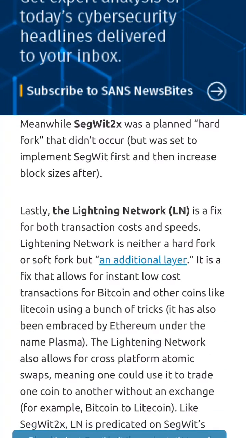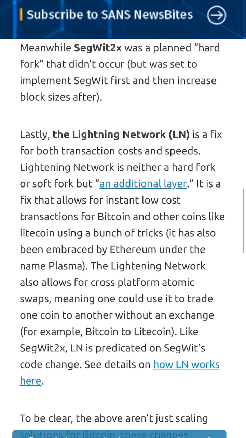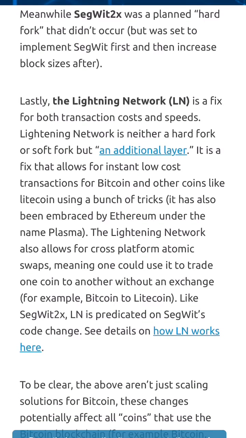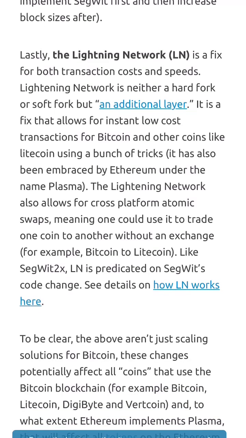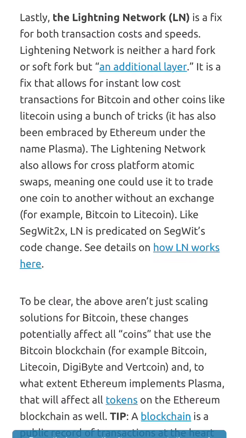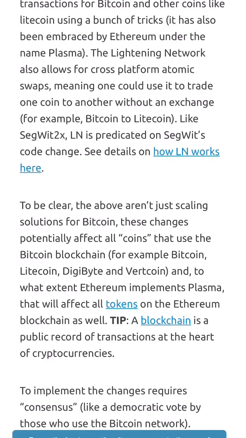Meanwhile, SegWit2x was a planned hard fork that didn't occur, but was set to implement SegWit first and then increase block sizes after. Lastly, the Lightning Network is a fix for both transaction cost and speed. Lightning Network is neither a hard fork nor a soft fork, but an additional layer. It is a fix that allows for instant low-cost transactions for Bitcoin and other coins like Litecoin using a bunch of tricks. It has also been embraced by Ethereum under the name Plasma. The Lightning Network also allows for cross-platform atomic swaps, meaning one could use it to trade one coin for another without an exchange. For example, Bitcoin to Litecoin. Like SegWit2x, the Lightning Network is predicated on SegWit's code change. See details on Lightning Networks here.